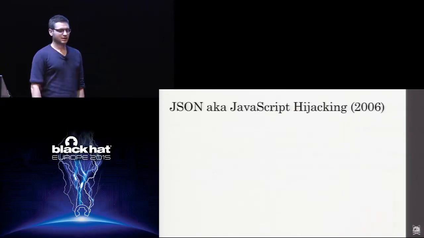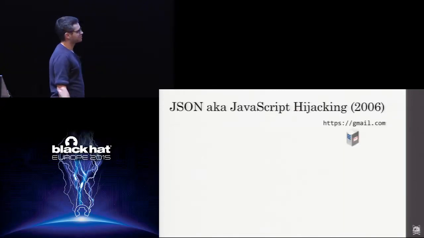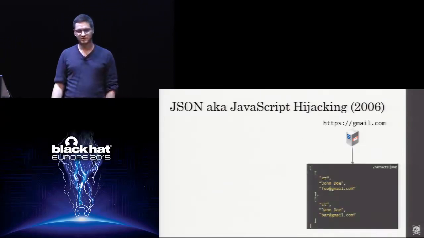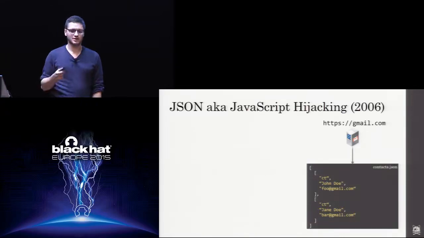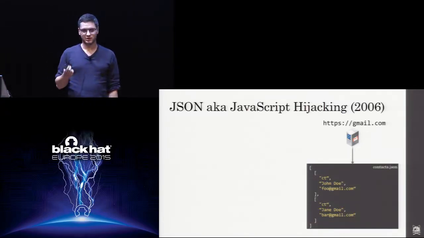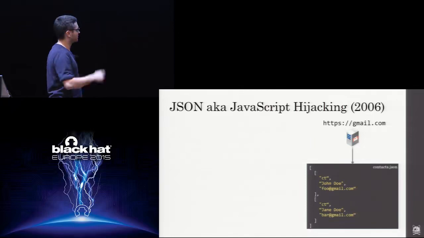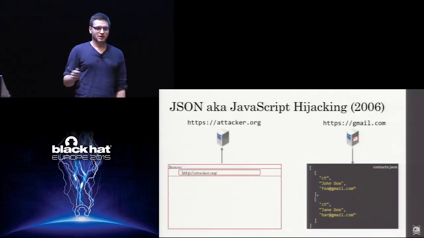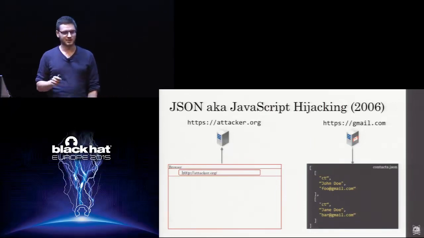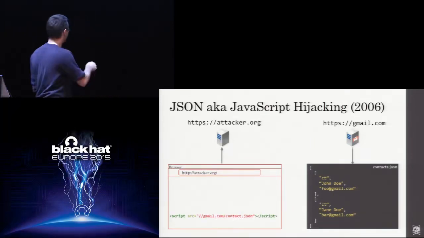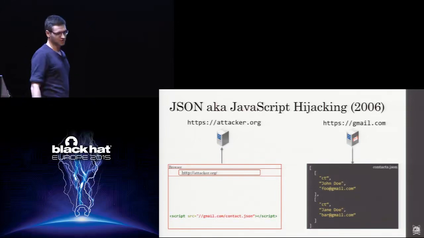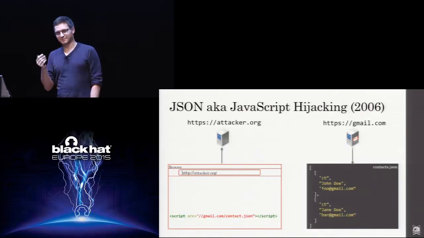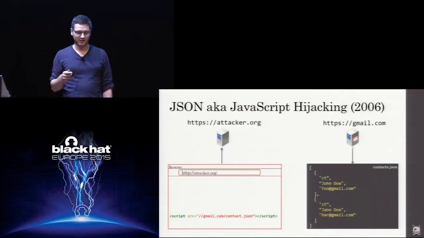So let's go back a little bit to 2006. Back then, Gmail was hosting a file called context.json, which would actually have the contacts of the user that was currently logged in. In this case, we see this user has John Doe and Jane Doe as contacts. And what an attacker could do is have his own website and then do the following. He would do a script source of gmail.com/contact.json. But this doesn't look like valid JavaScript code, right? It is valid JavaScript code, but it's not executing anything.